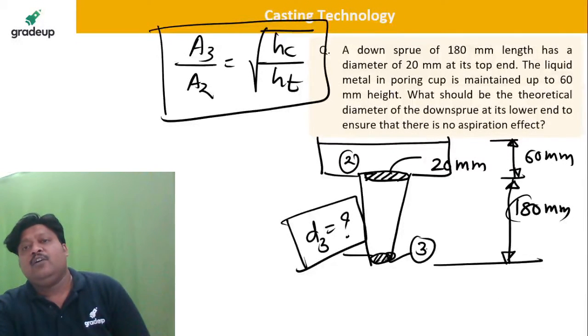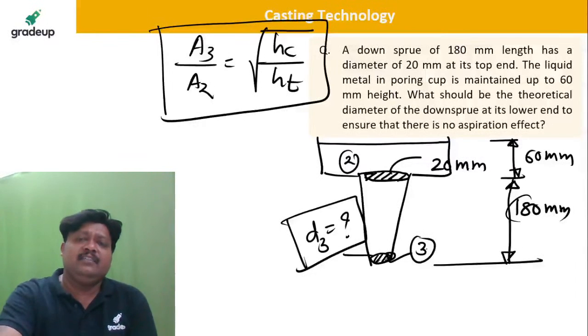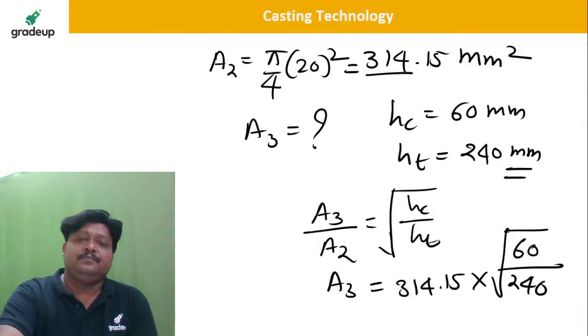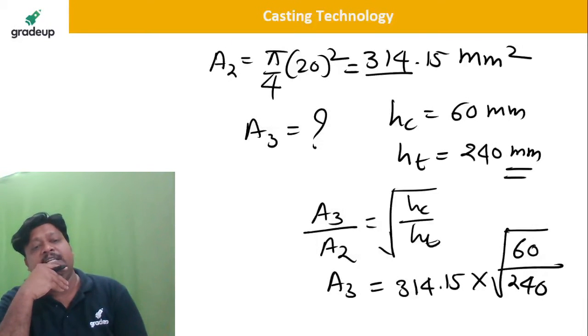Length has diameter of 20 mm at its top end. Liquid metal is pouring up to 60 mm height. What should be the theoretical diameter of the downsprue at lower end? Yes, tell me Karthik, whether it is 628? HC is 60. Yes, that is the thing I am shocked at. Akhilesh, why 620? I don't know. Check it out.